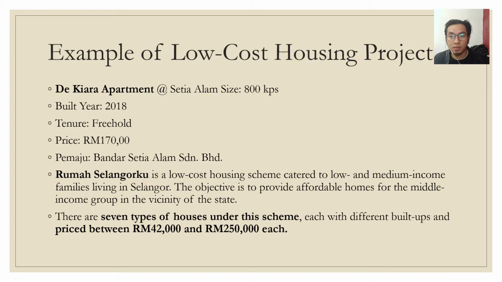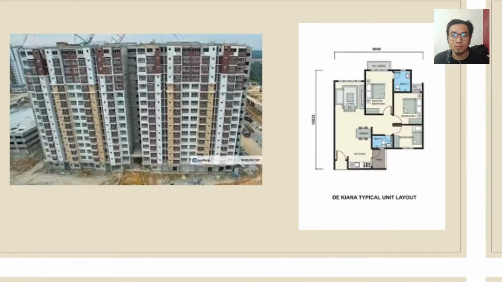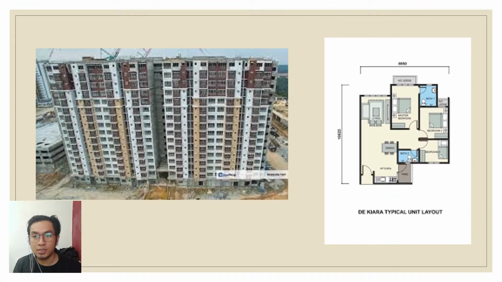Rumah Selangorku is a low-cost housing scheme catered to low and medium-income families living in Selangor. The objective is to provide affordable homes for the middle-income group in the vicinity of the state. There are 7 types of houses under this scheme, each with different build-ups and prices between 42,000 ringgit and 250,000 ringgit each. As you can see here, this is the picture of a DKR being constructed, and the next picture is the typical unit layout for the DKR apartment.